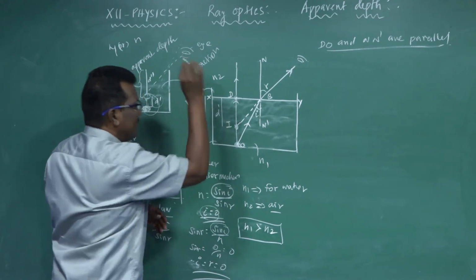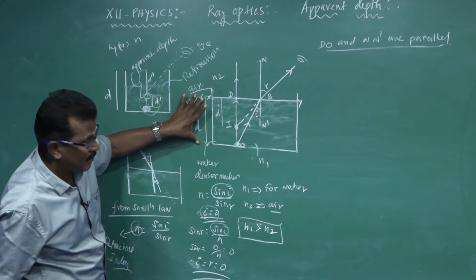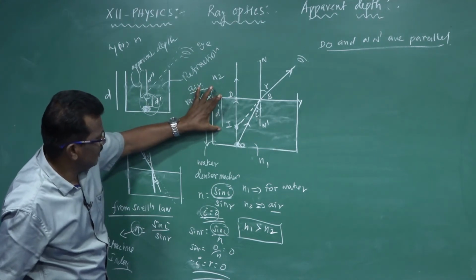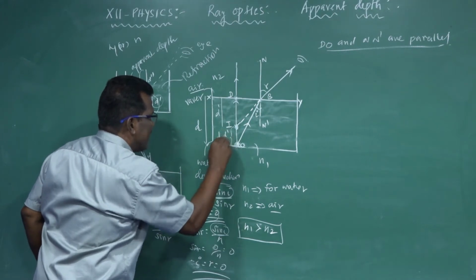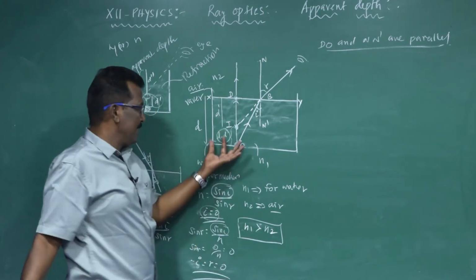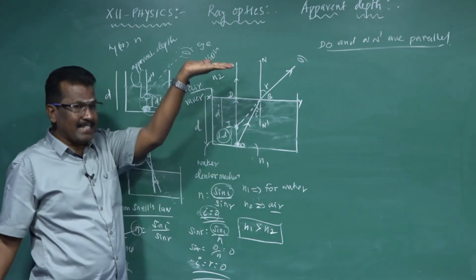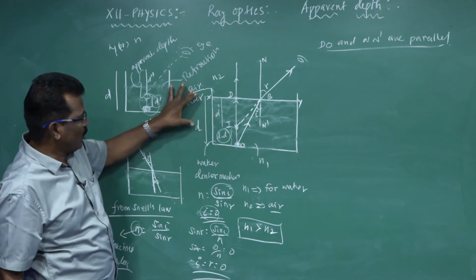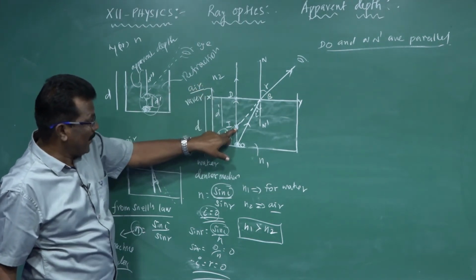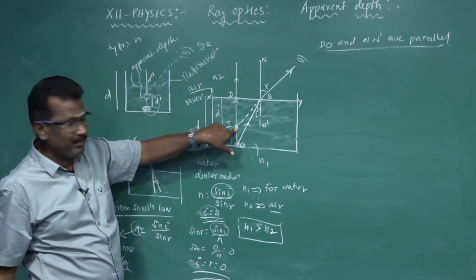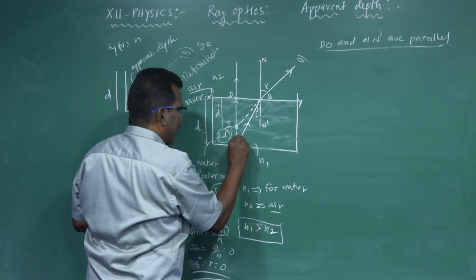This is the apparent depth from the surface XY. This is the original depth of the beaker, and this is the apparent depth of the beaker. This part is d minus d prime, the amount the object appears to rise inside the beaker. But the actual depth is d. The object appears to come from d prime, that is, from position I. So if this is I, this is also I.